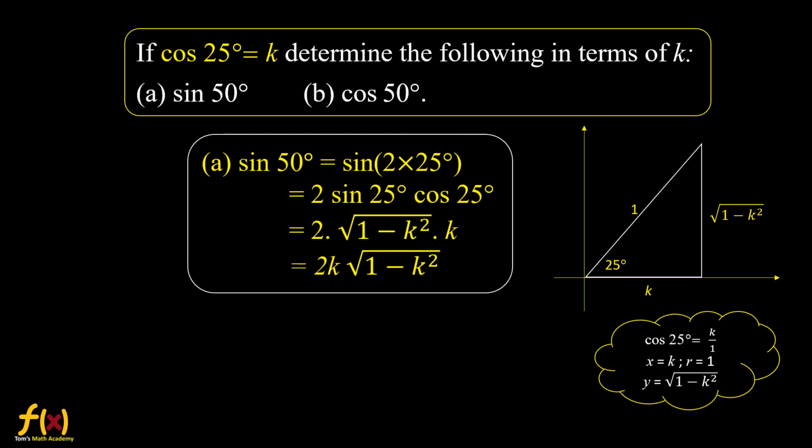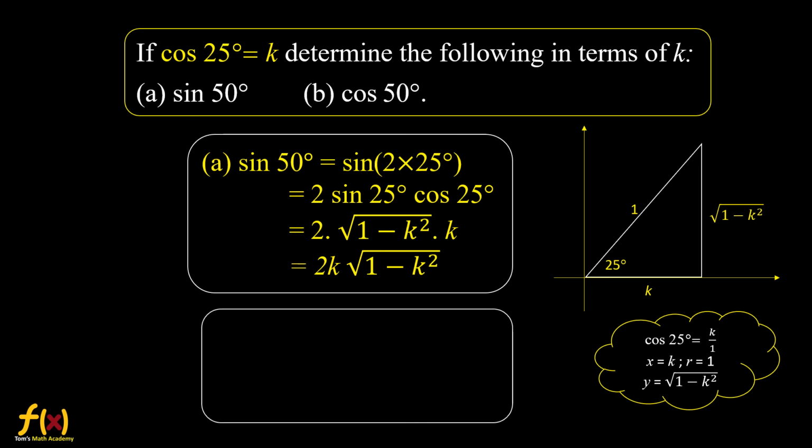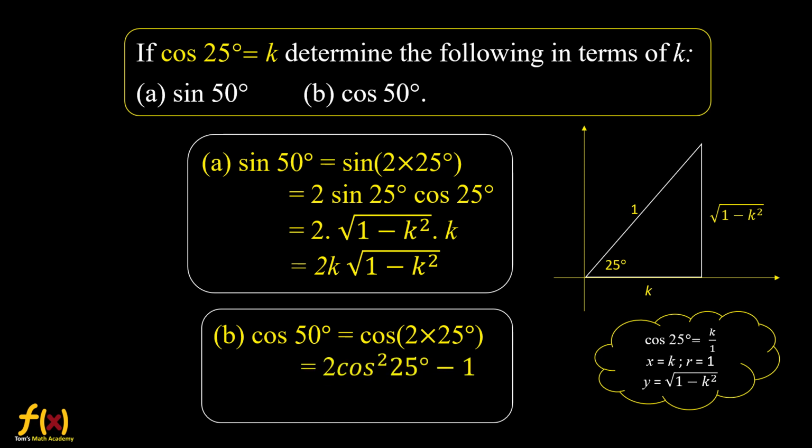Beautiful question. What's number B? Cos of 50. Again we apply the double angle here. Cos of 2 times 25. Then you can choose any of the 3 options. Here we are choosing 2 cos square alpha minus 1. That is 2 cos square 25, which is 2k square minus 1.